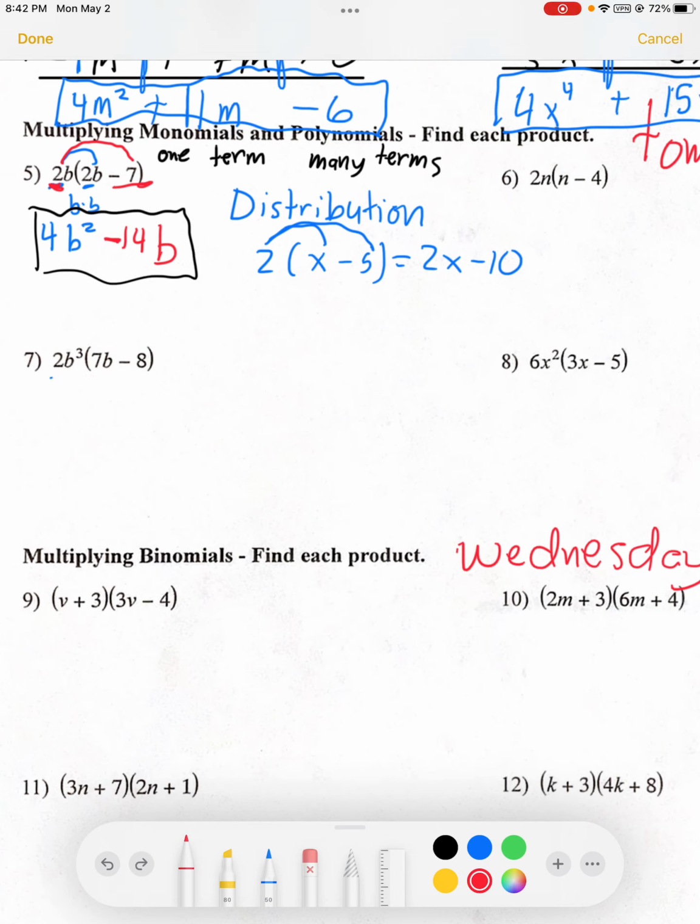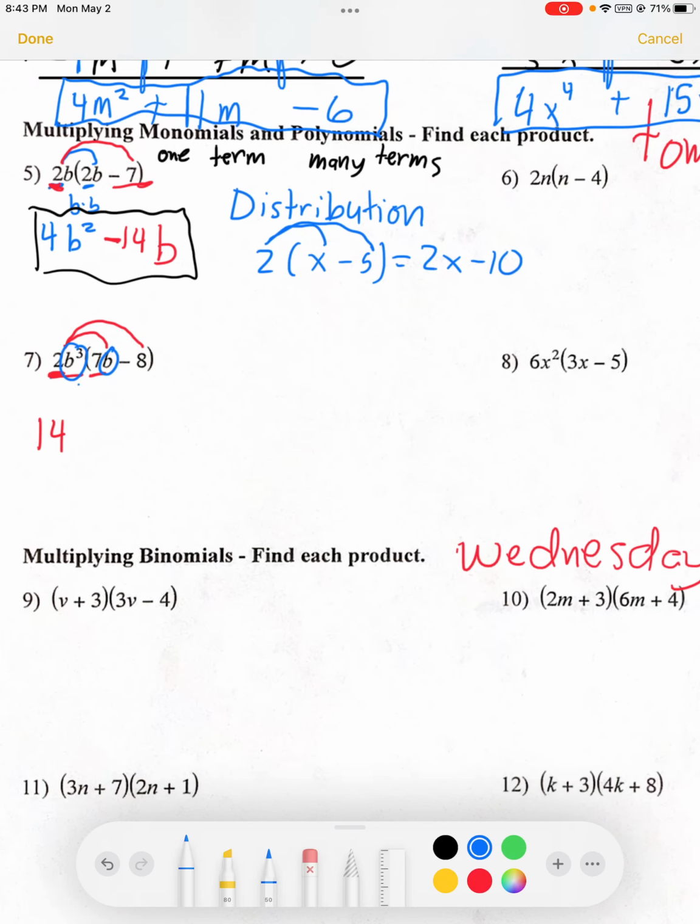Now, we have to make sure that 2b cubed, that term, gets multiplied to everything inside the parentheses. So that will become, first we multiply the numbers, 2 times 7 is going to be 14. Now we have b cubed times b. Now here's where it gets kind of tricky.